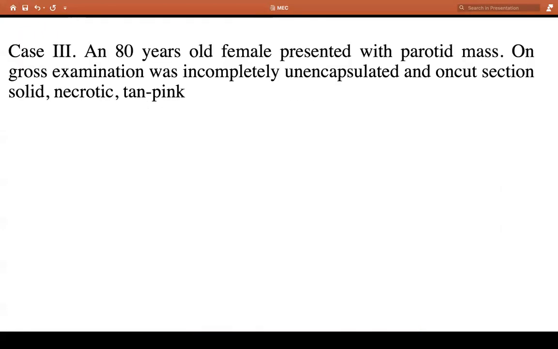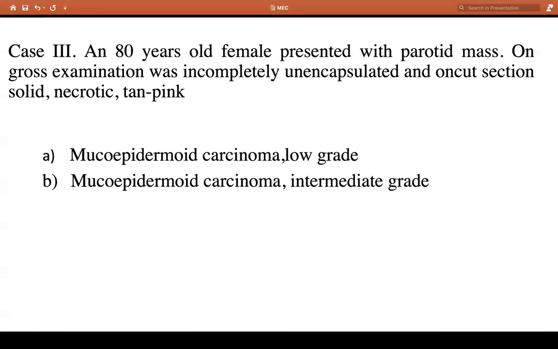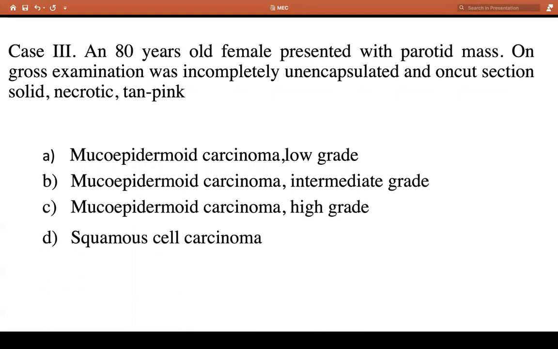Case 3 is a 60-year-old female. One thing is very important: this tumor is more common in females, at variable ages. Gross examination changes from partially encapsulated to unencapsulated, cystic to solid, necrotic. So the picture is changing. You must read the history before making the diagnosis. If it is above low grade, and when there is a necrotic area, it is always a high-grade tumor.